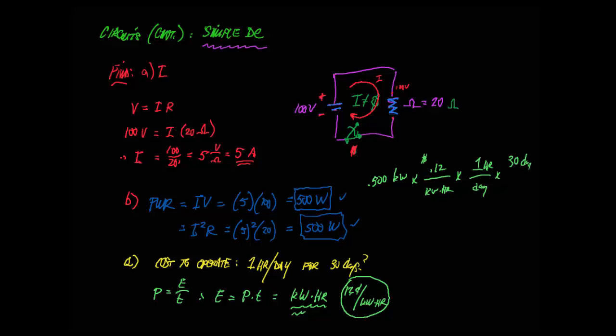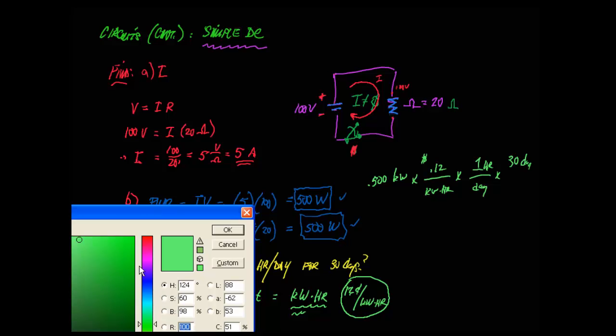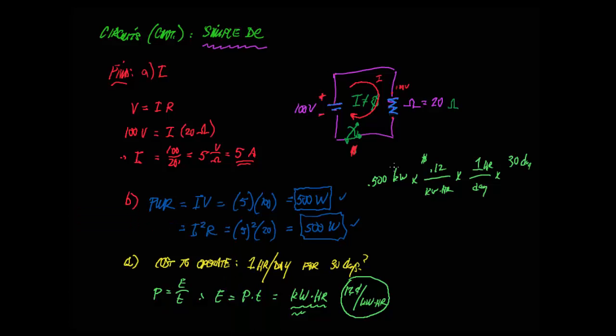If we multiply that through, the kilowatts drop out, the hours drop out, and the days drop out. So if we take a calculator and do 0.5 times 0.12 times 30, we'd find out it would cost us basically $1.80 to run that for a full month.